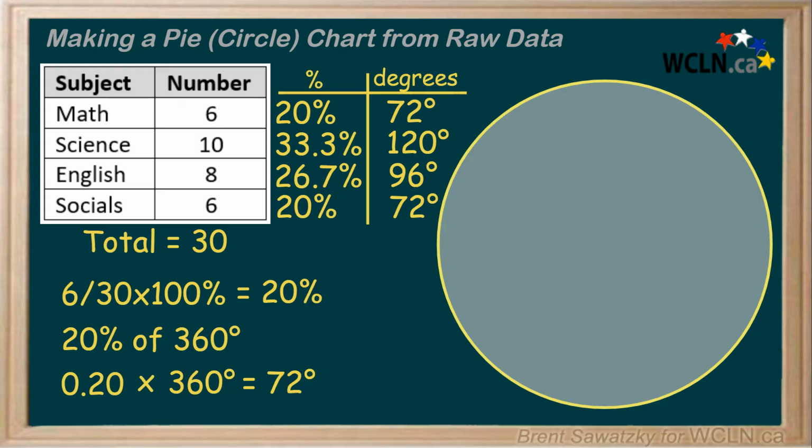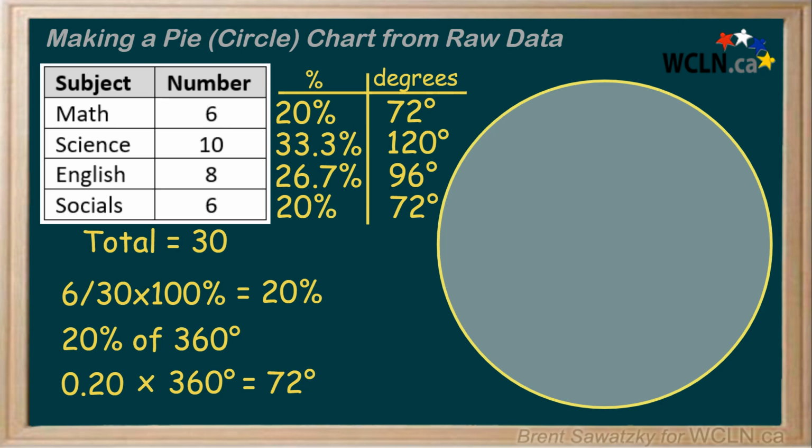At this point, we can double check our calculations. 72 plus 120 plus 96 plus 72. And in our calculator, we check it: 360 degrees, the total of the degrees in a circle. So that makes perfect sense. So we're good and ready to start plotting our subjects onto the pie chart.